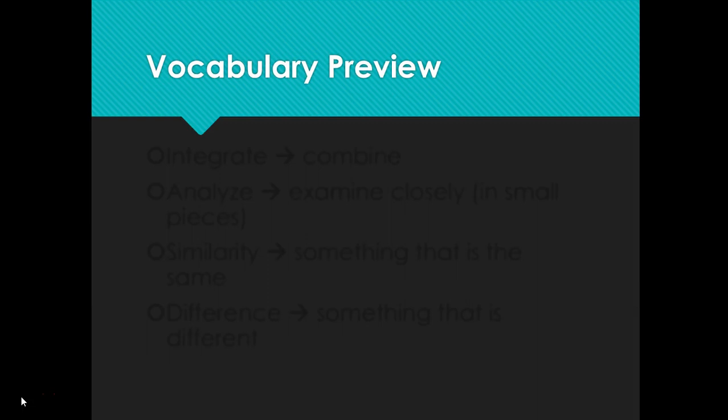Here are some words that you're going to hear today and throughout the lesson this week that you'll need to know. First, the word integrate. That simply means to combine. So if we're integrating information, that means we're going to be combining information.